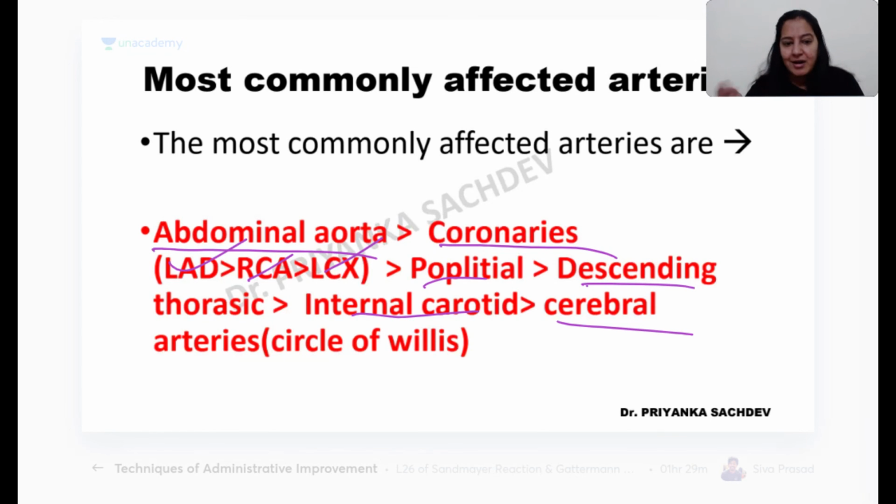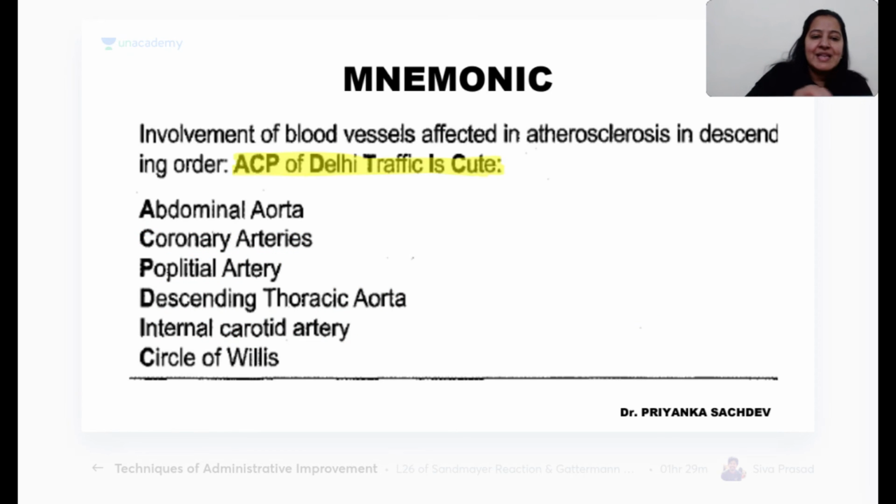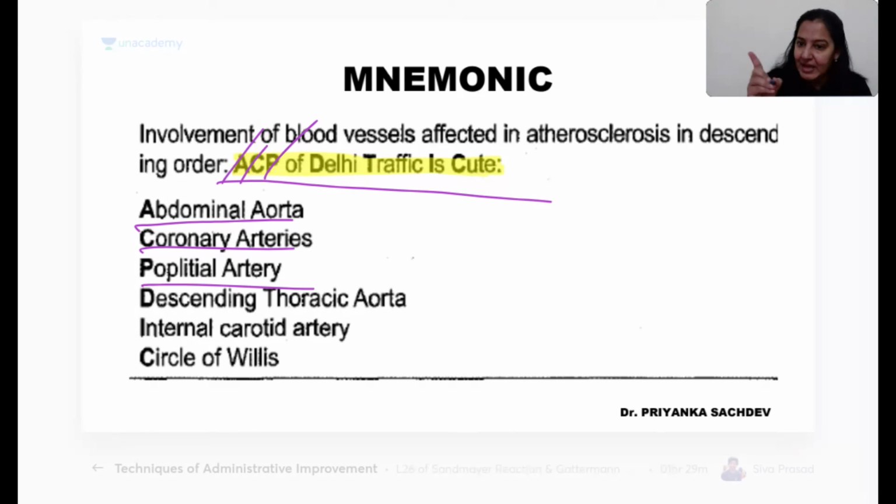Now, I should give you a mnemonic. It is a complicated one. How will you learn? So there is a mnemonic for it. The mnemonic is ACP of Delhi traffic is cute. So the mnemonic is also cute. ACP: A से abdominal aorta, C से coronary artery, P से popliteal. ACP. Of से कुछ नहीं है. Delhi का D means descending thoracic.